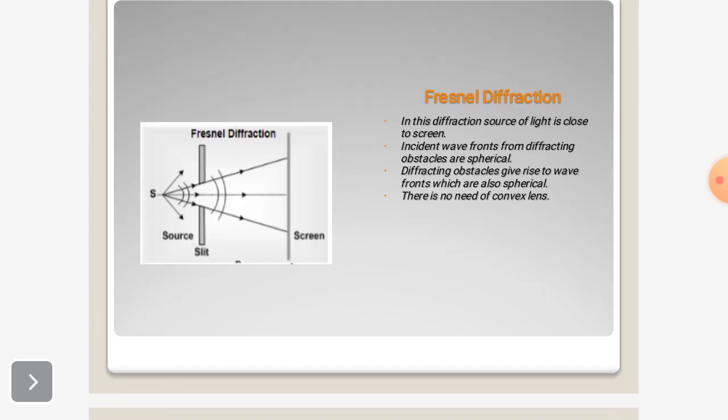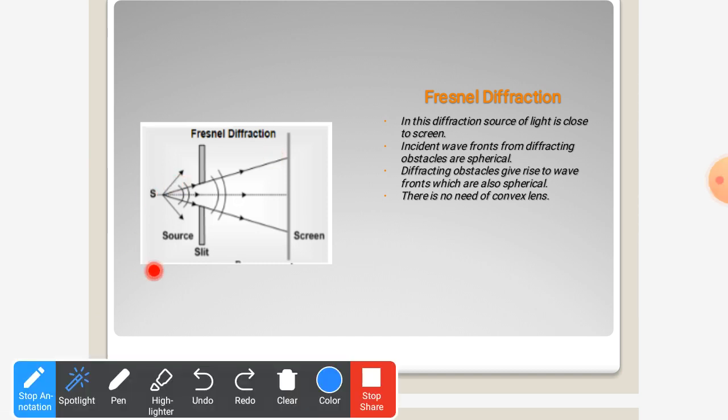Then we talk about Fresnel diffraction. What is Fresnel diffraction? In this diffraction, the source of light is close to the screen. You can see that the source of light is near to the screen, and incident wave fronts from diffracting obstacles are spherical. And after diffracting obstacles, these are also spherical.